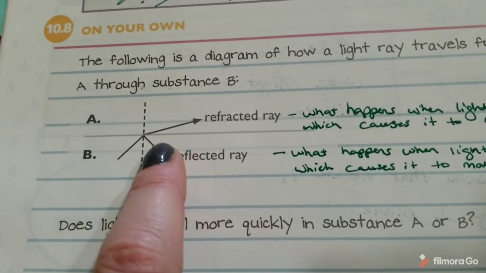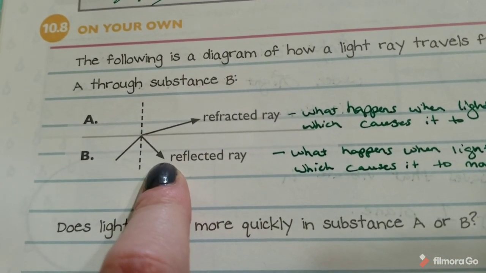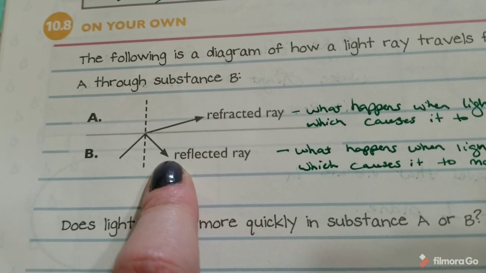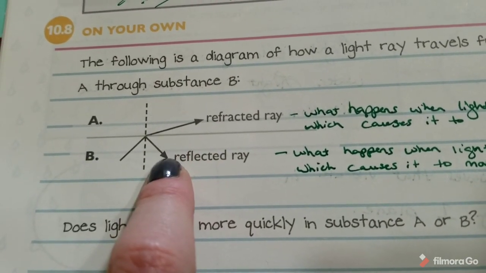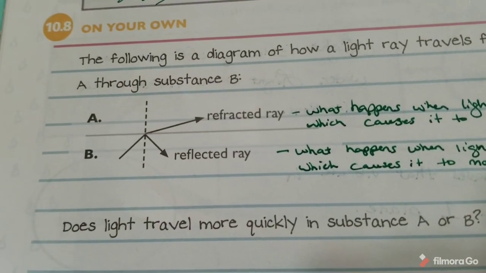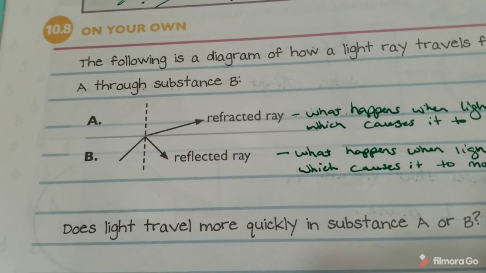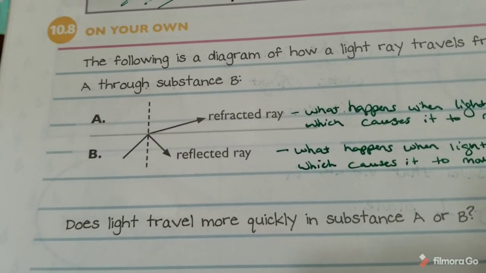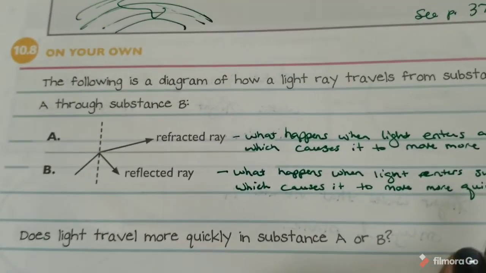So the answer here is B, the reflected ray, because it went away from the perpendicular line. So that is the answer. Is B.